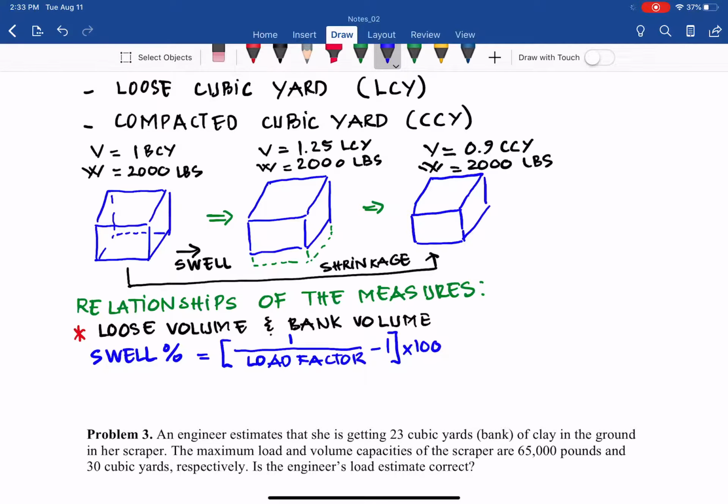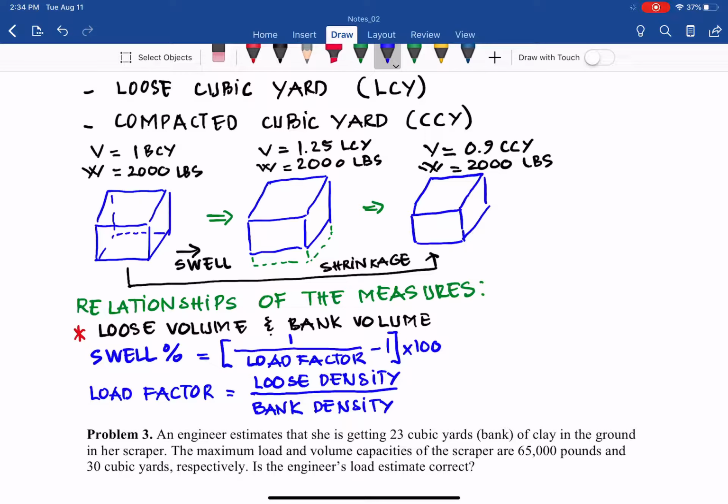And then what is the load factor? Basically the load factor is equal to loose density, and you use the table on the slide, which is available in the exam 1 reference, divided by the bank density. And as I showed you in the slide with the table, the loose density tends to be less than the bank density. The load factor for all materials tends to be less than 1. So that is loose and bank volume.